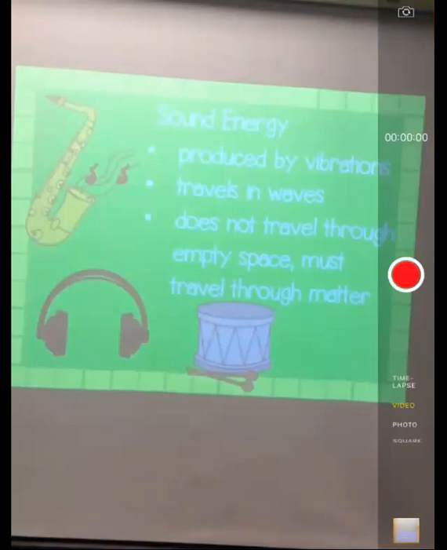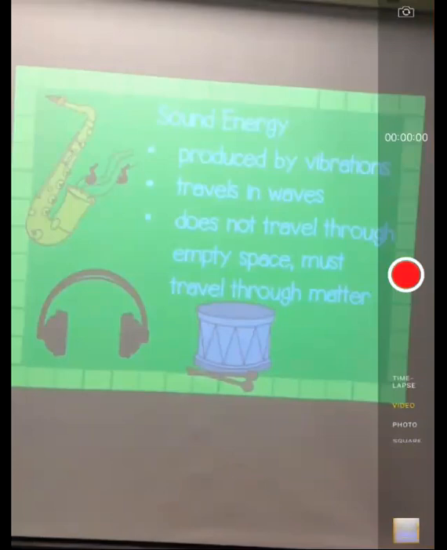Sound energy is produced by vibrations. If you've ever heard a car that's got a really loud bass, you can feel those vibrations, or a big truck goes by your house, and you can feel the vibrations from that. Or an earthquake. Sound energy travels in waves, just like Wi-Fi, which travels in radio waves. Sound energy travels in waves also. And it does not travel through empty space. It must travel through matter.